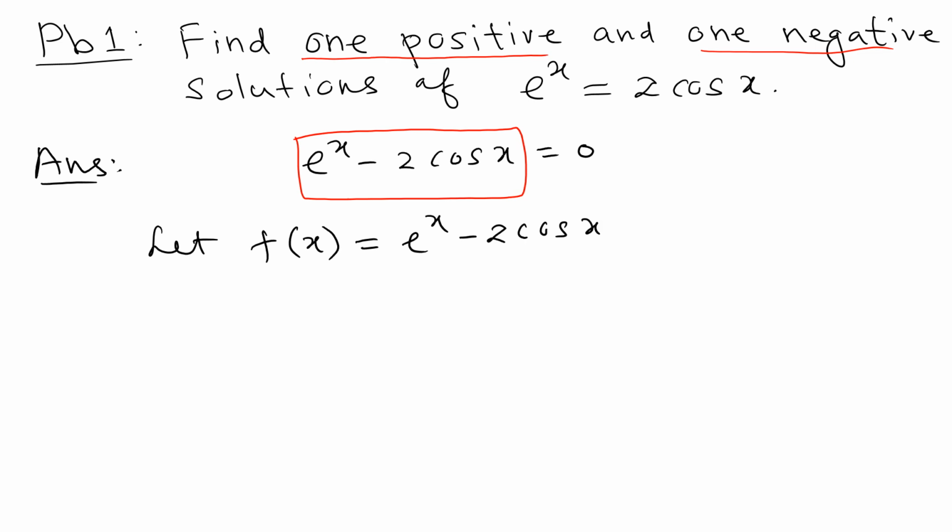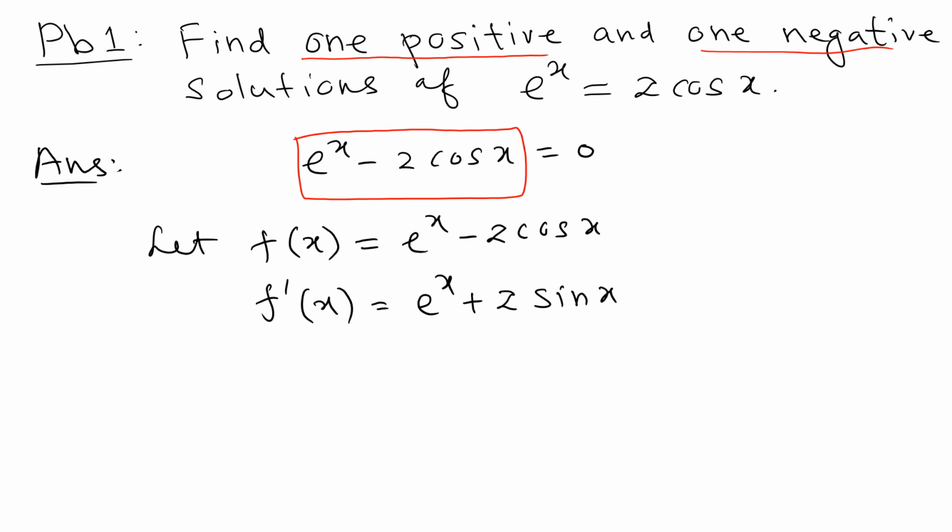And then what do we need? We need the derivative. So we find the derivative of this, which is e^x minus, the derivative of cosine is negative sine, so that becomes plus 2 sine x. It can be any function. So we have the function and the derivative. Now we're going to plug into the formula.